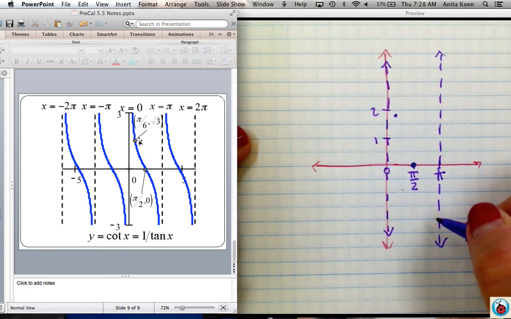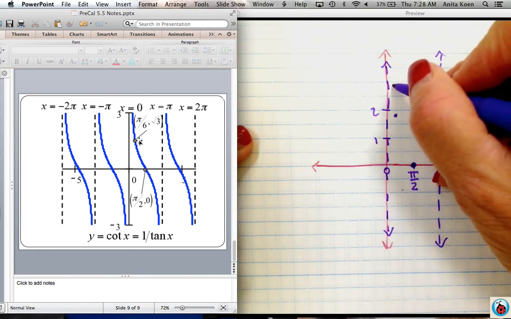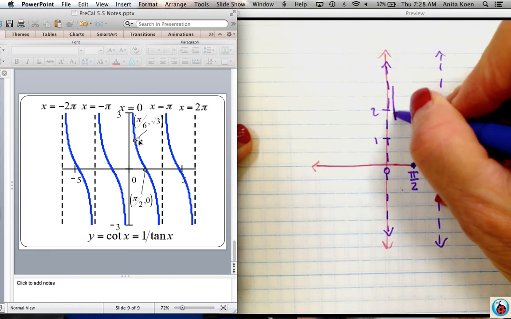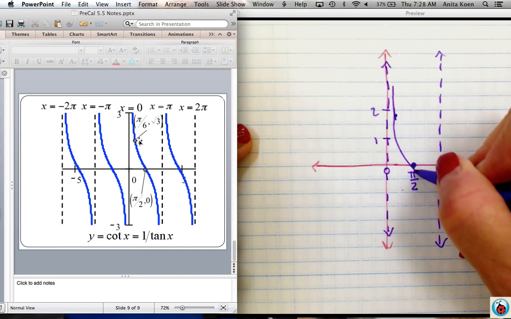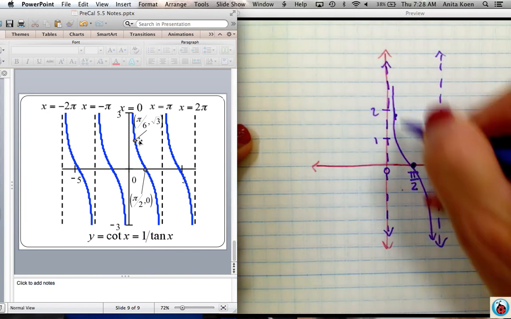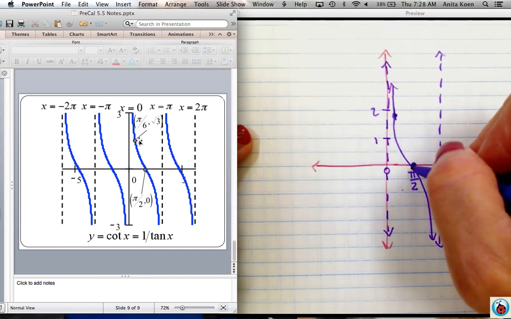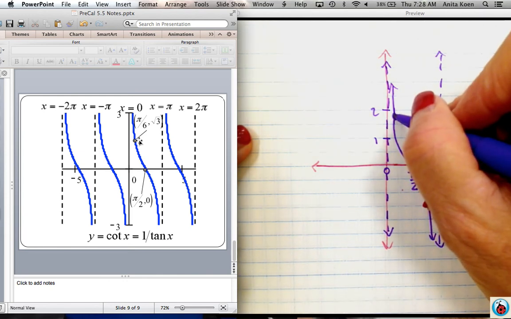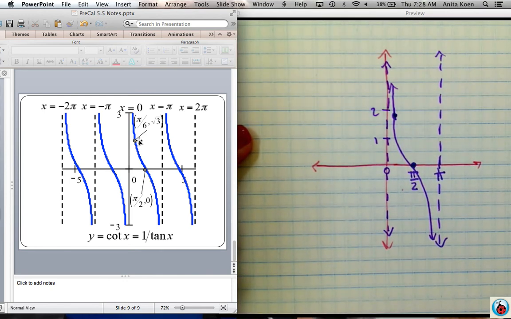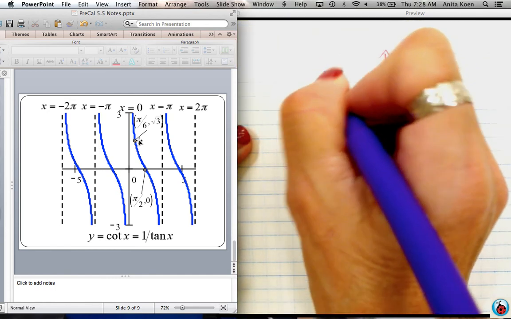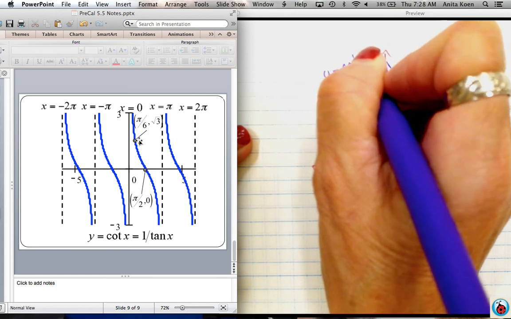And the same thing's going to happen that happened earlier with the others. We could just go ahead and graph them, but I'm just going to go ahead and sketch this in, because really what I want you to do is to see how this flips around. Pi over 6 is going to be square root of 3. Okay, so this is the cotangent. Y equals the cotangent of x.